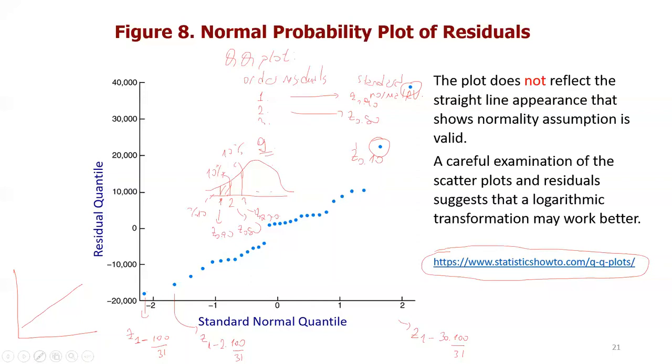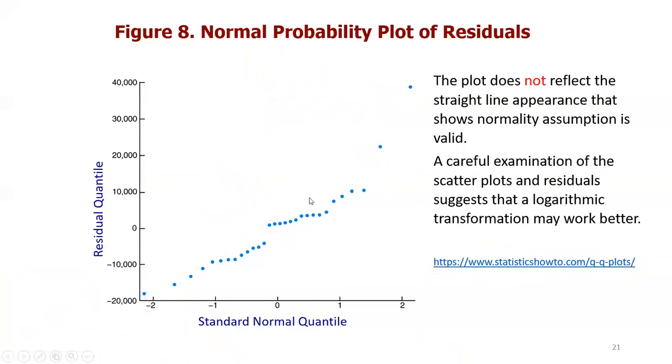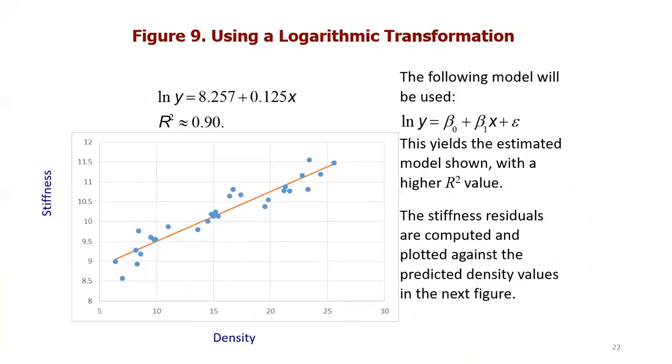Let me just erase. So it's not a straight line. If you make it like this, you have this up there and this down there. So there is not a good straight line here, which says that there is a violation of the normality assumption. So what we do is we use a logarithmic transformation.